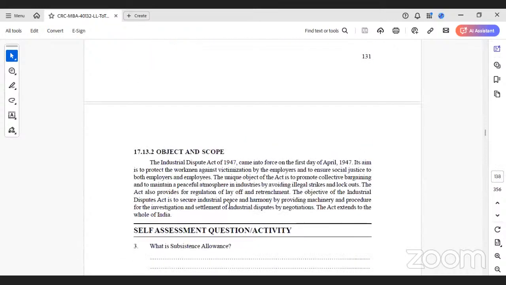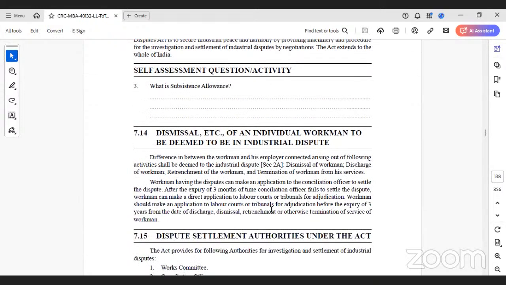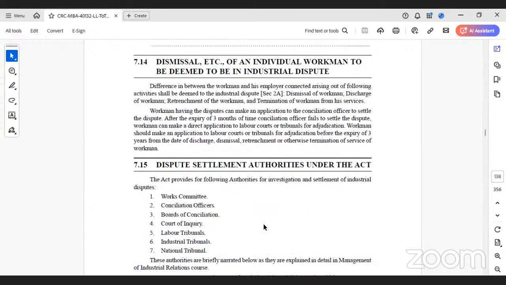Now, coming to the object and the scope, the Industrial Disputes Act 1947 came into force on the first day of April 1947, and it aims to protect the workmen against victimization by the employers, and the Act applies to the whole of India. Now, coming to the dismissal, etc. A difference between the workman and the employer might be leading to an industrial dispute, and the dismissal of the workman is nothing but discharging the workman or retrenchment of the workman or the termination of the workman from his service. No longer is the workman going to continue in the service. Such is called the dismissal.